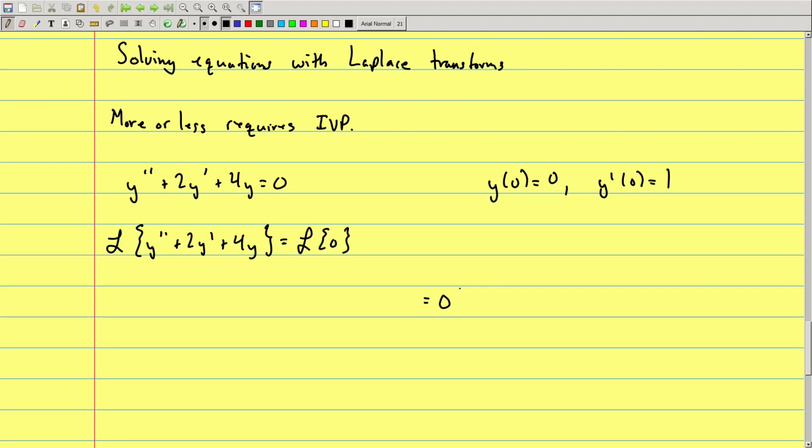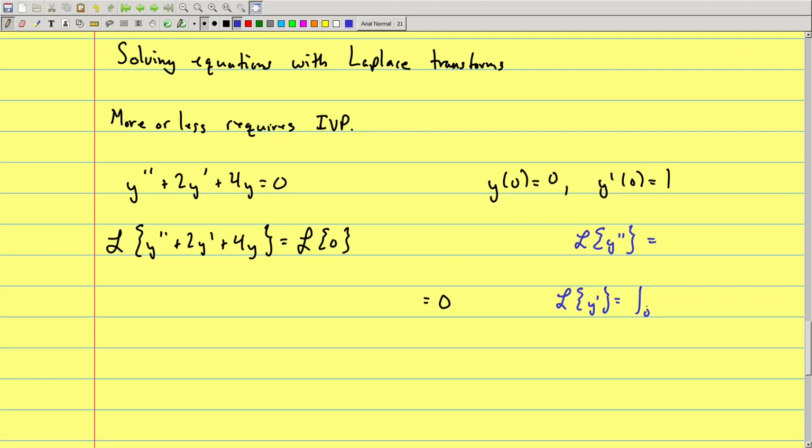But where things get interesting is how we deal with stuff like the Laplace transform of y double prime. We need to make sure that we understand what is going on with that. So let's start with just y prime, or f prime, however you want to think about it.